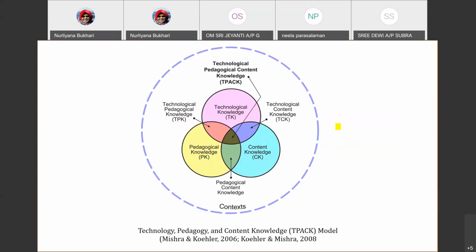This is the TPACK. Previously, it was only pedagogical and content knowledge. Now they talk about technology. Teachers have to be well versed with technology. Okay.